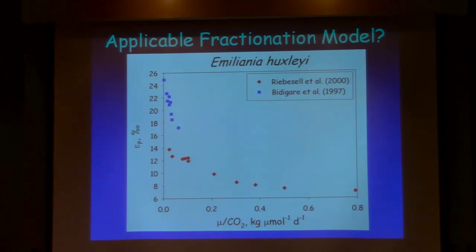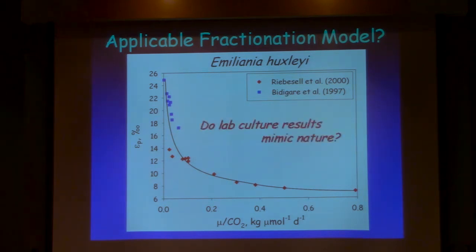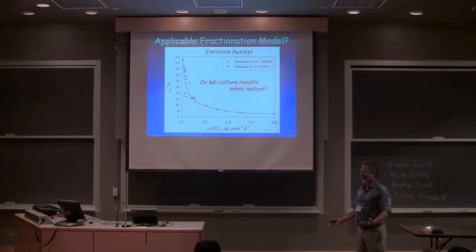Here, growth rate was measured, it wasn't controlled. CO2 concentrations were controlled, but you know, there could be just a simple extrapolation of a polynomial that fits all of these data, and that might be the applicable fractionation model, but we don't know. The key is, do any of these cultures mimic nature? They probably don't. There's no competition for nutrients, there are no grazers present, it's a non-natural system.